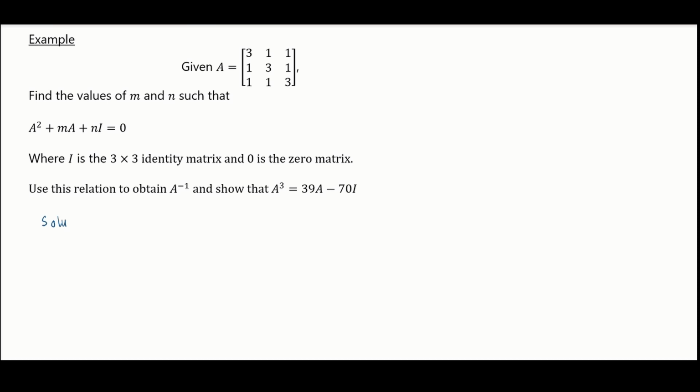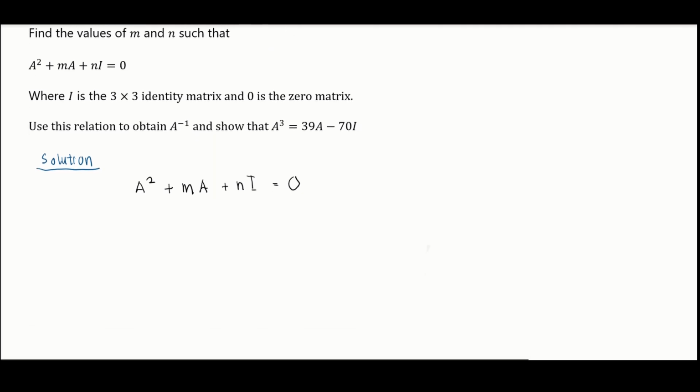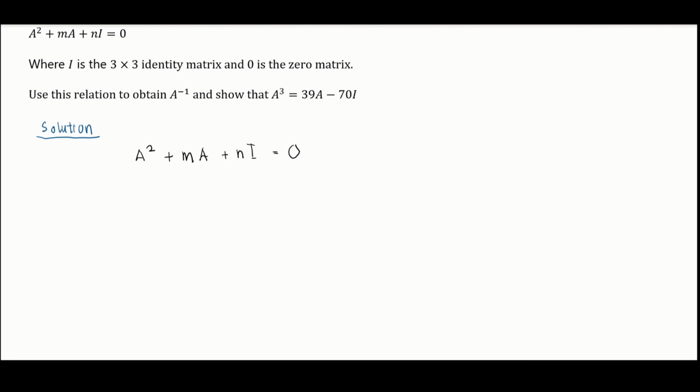Alright, so the solution for the first part. We know that A squared plus mA plus nI equals 0. If we work this out, we should get the values of m and n. A squared is just A times A, which means we multiply matrix A with A again.